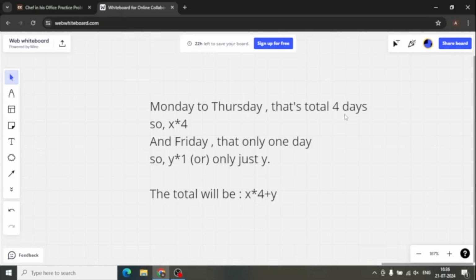Monday to Thursday, that's total of 4 days. So, multiply X with 4. And on Friday, working hour is Y. To get total number of working hours in a week, add these two, that is, X into 4 plus Y.